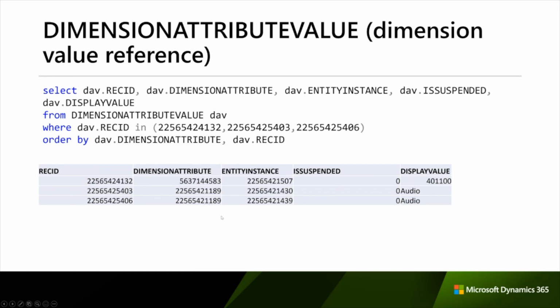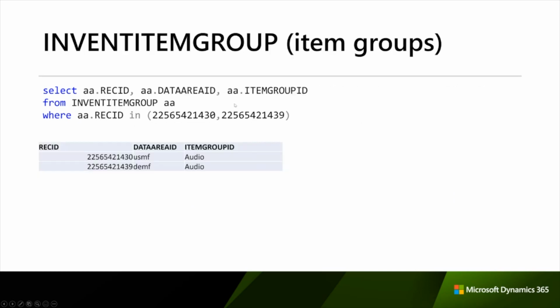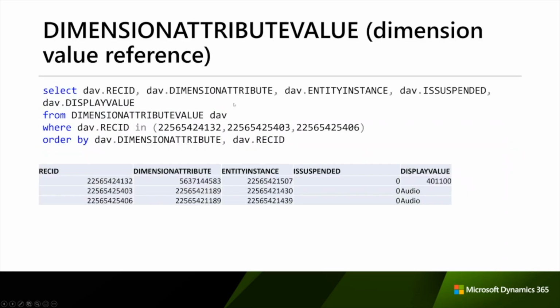So I can see here that I've got those dimension attributes, which tells me that this top one is a main account and these 2 are item groups. It's got the rec ID of that record. So this is the main account rec ID, and these are the 2 item group rec IDs. You probably recognize the suspended. You can suspend a dimension value, and this is where that's stored.